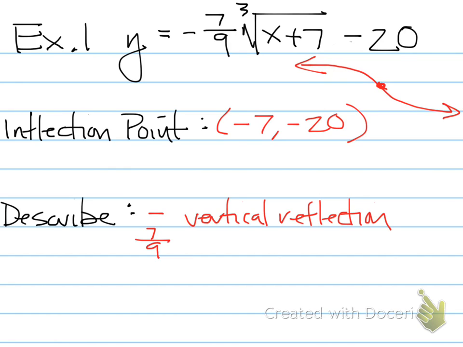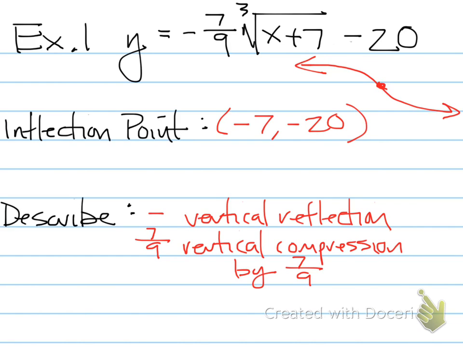And then the 7/9 is going to compress it vertically by 7/9. The positive 7 is going to translate it 7 units to the left. And the negative 20 is going to translate it 20 units down.